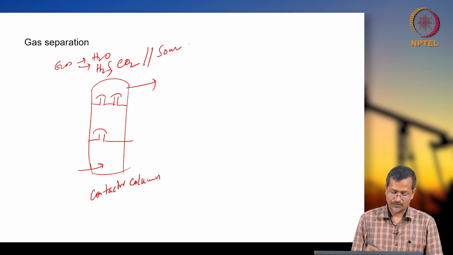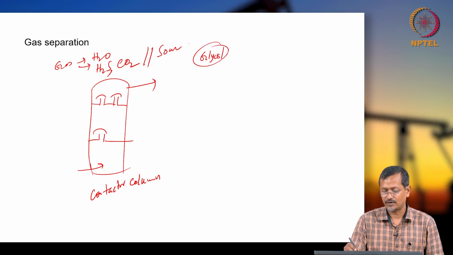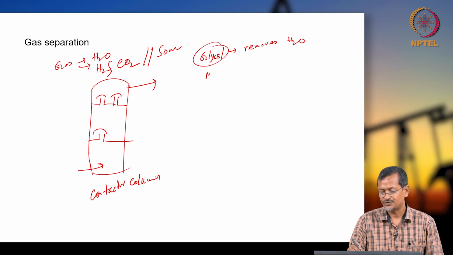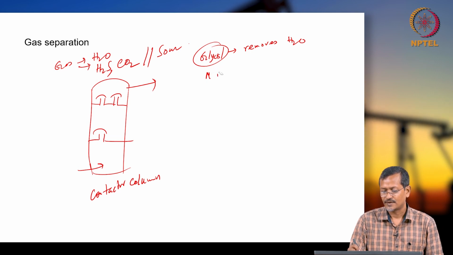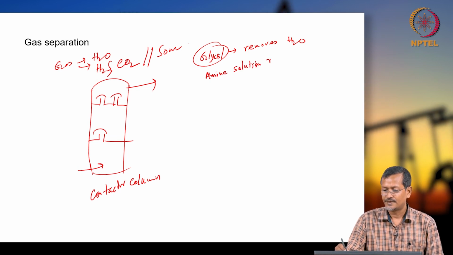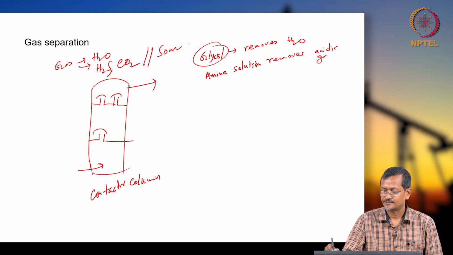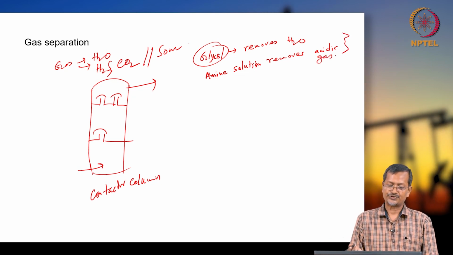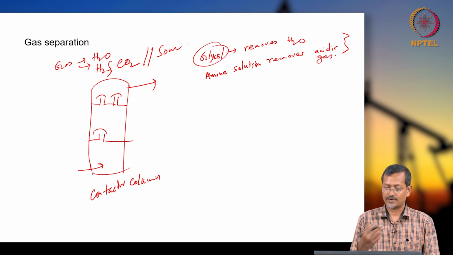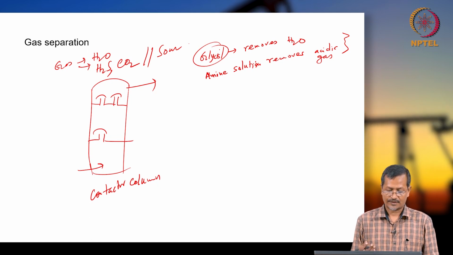So the contactor column will have a glycol separator unit. Glycol will remove H2O, and amine solution removes acidic gas. If you have amine solution, you can remove H2S or CO2. If you have water content, then you can use glycol. This is how the contactor column works.